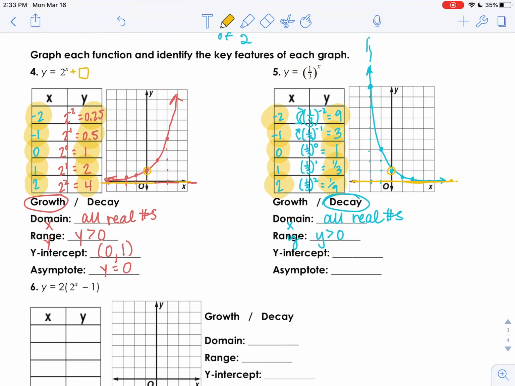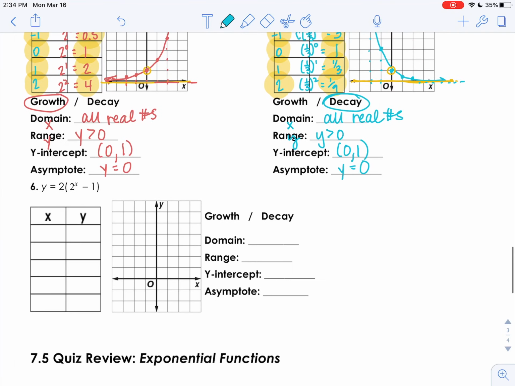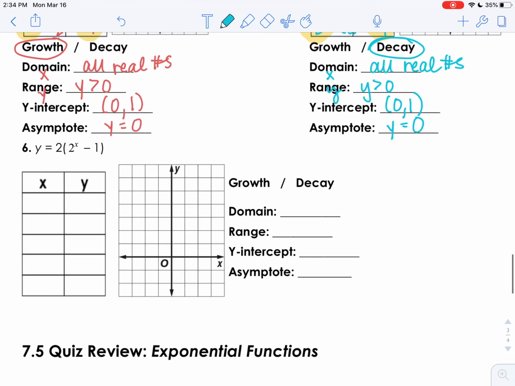The y-intercept, that is where this graph crosses the axis. It crosses at 0, 1. And the asymptote, that is this imaginary line that this graph is never going to touch or cross. That's the line y equals 0. All right, so we've got one more to go.